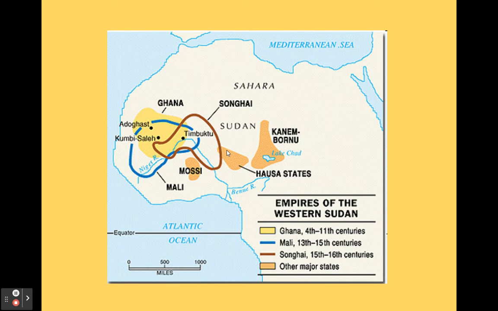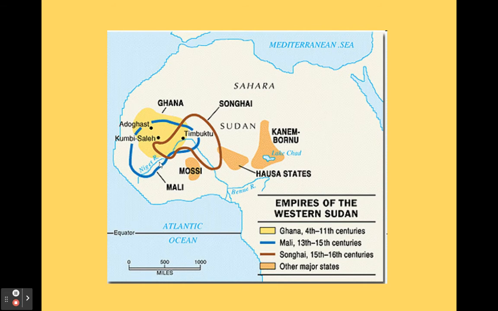Now, something I want to point out and something that is very, very important is knowing which ones come first. They actually come in alphabetical order. So Ghana happens first, Mali happens second, and Songhai is the last one. So they literally go in alphabetical order. GMS, Ghana, Mali, Songhai. Ghana, Mali, Songhai, first, second, third. That's going to be a test question. You need to remember which one comes first, which one's in the middle, which one's last.